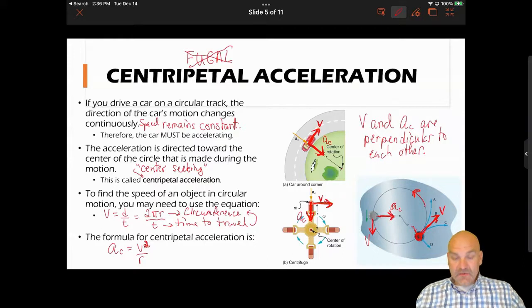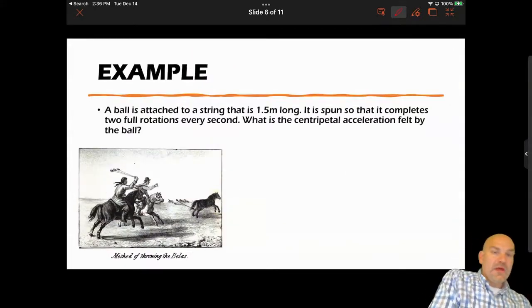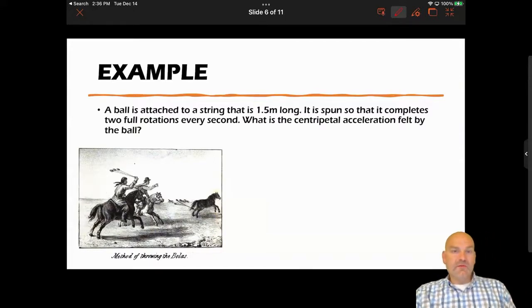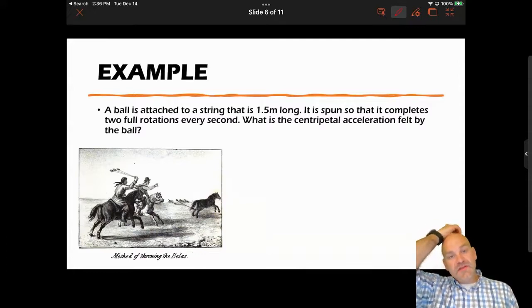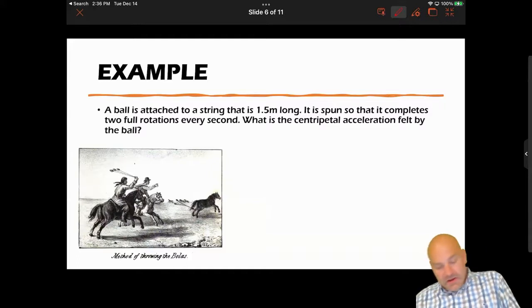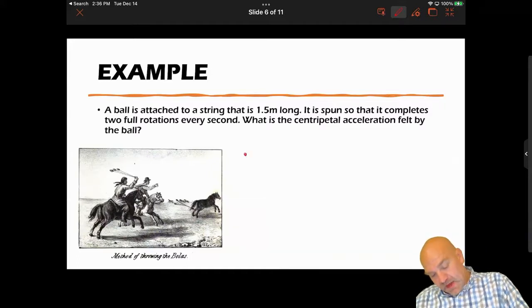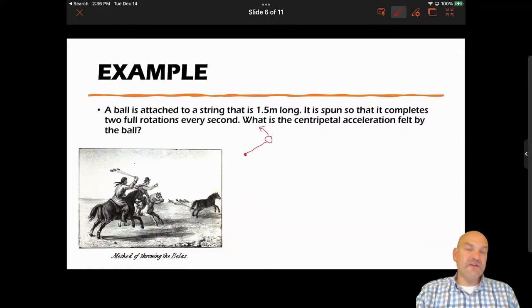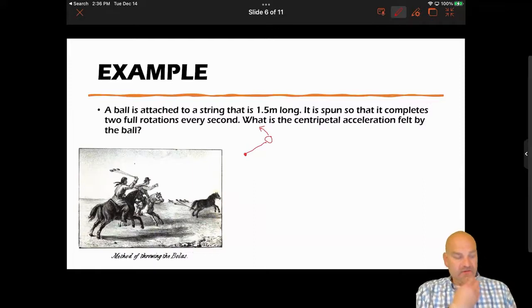Now, let's look at an example using these equations. Here's a great real-world application of this. So here we have a ball attached to a string that is 1.5 meters long. It is spun so that it completes 2 full rotations every second. So what is the centripetal acceleration felt by the ball? Here's our hand. Here's the ball. We're going to travel 2 full rotations every second. So we're going to do 2 circumferences every second, or you can think about it as 1 circumference every half a second, okay?